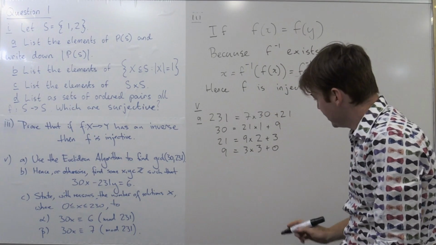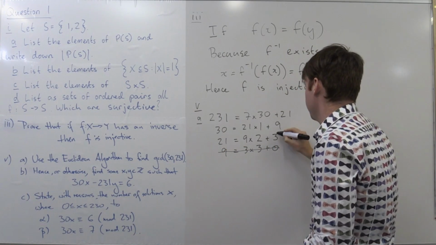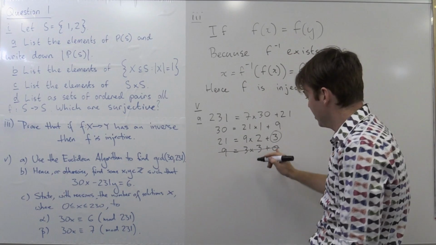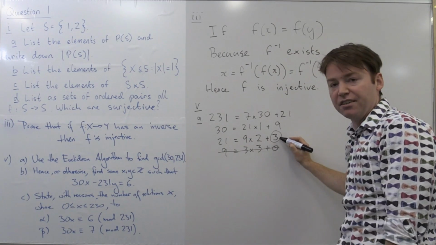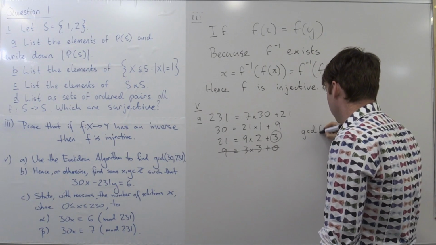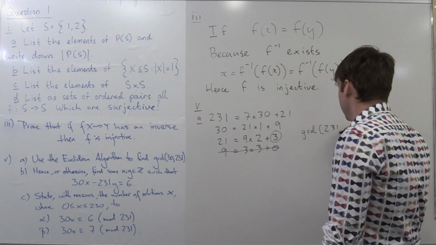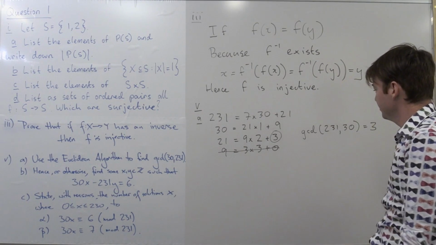Good. And at this point I can stop. In fact, I like to cross out this last line and just put a circle around that thing. So whenever you have a remainder of 0, you stop, ignore that line, go back. Here's your GCD, right here. So for part A, I'll say that the GCD of 231 and 30 is equal to 3.